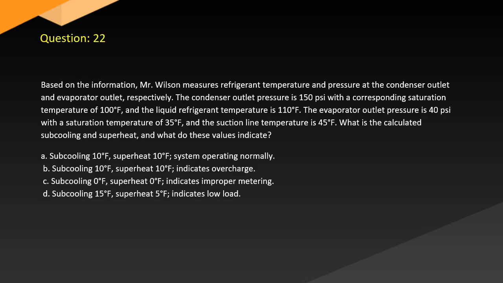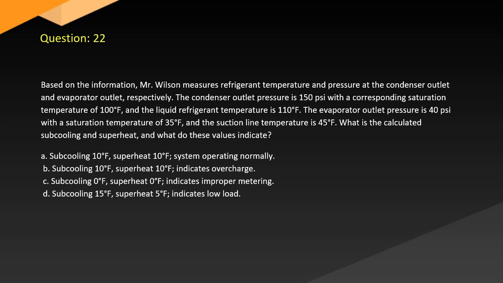Question 22. Based on the information, Mr. Wilson measures refrigerant temperature and pressure at the condenser outlet and evaporator outlet, respectively. The condenser outlet pressure is 150 psi with a corresponding saturation temperature of 100 degF, and the liquid refrigerant temperature is 110 degF. The evaporator outlet pressure is 40 psi with a saturation temperature of 35 degF, and the suction line temperature is 45 degF. What is the calculated subcooling and superheat, and what do these values indicate?